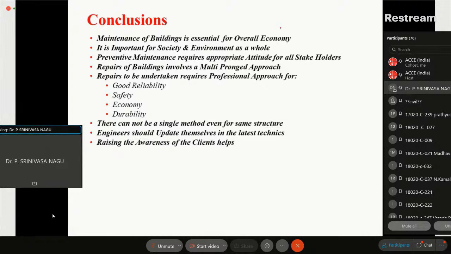Same structure, same content, same component, same depth of cracks, but the access to the crack may be different. So you cannot apply the same method. This is the problem. Sometimes a person says that I did it in 10 places, it is successful. The 11th place may be something different. You have to see, you have to understand, you have to study scientifically.